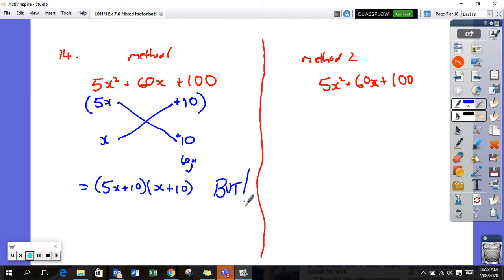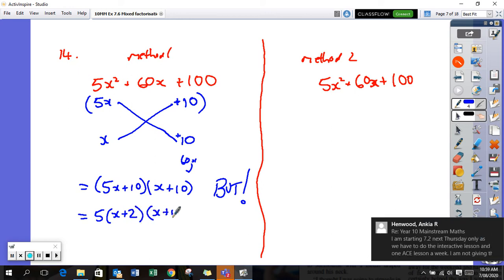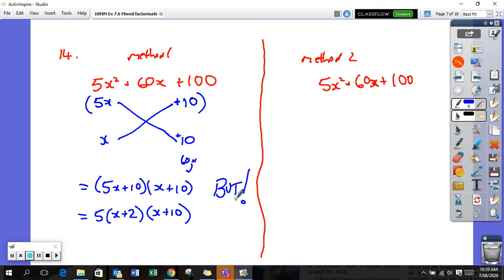But 5 and 10, 5 goes into both of these terms, so we can bring a 5 outside this bracket. So we can take the 5 outside that bracket, and we're left with just x on this side, and 5 times 2 is 10. Okay, and that's factorised.